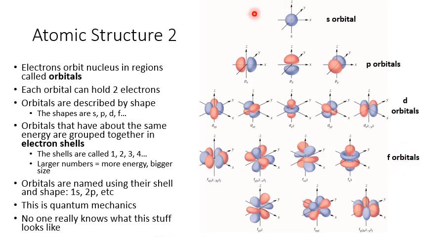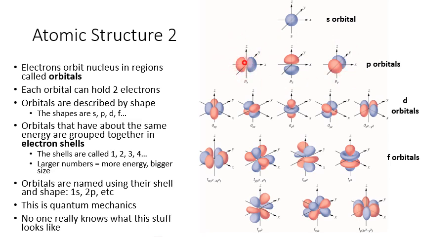This diagram is showing the shapes of those different orbitals. So here's the s orbital, just a ball around the nucleus. That's the simplest one. Then you have the p orbitals here. There are actually 3 different p orbitals. Each one can hold 2 different electrons in it.